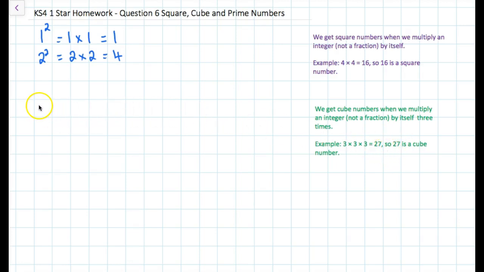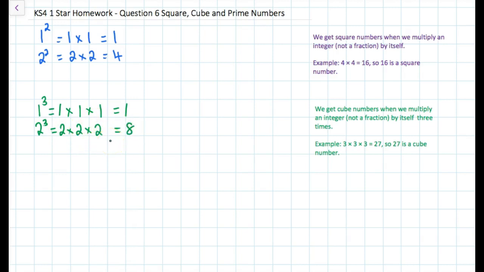This again can be written as 1 cubed, with this meaning we're multiplying 1 by itself 3 times, so 1 multiplied by 1 multiplied by 1. So this 3 tells you how many numbers you've got here. So we do 1 times 1 is 1, times 1 is 1, so 1 is the cube number. Do the same for 2, so 2 cubed is equal to 2 multiplied by itself 3 times, giving you an answer of 2 times 2 is 4, times 2 is 8.